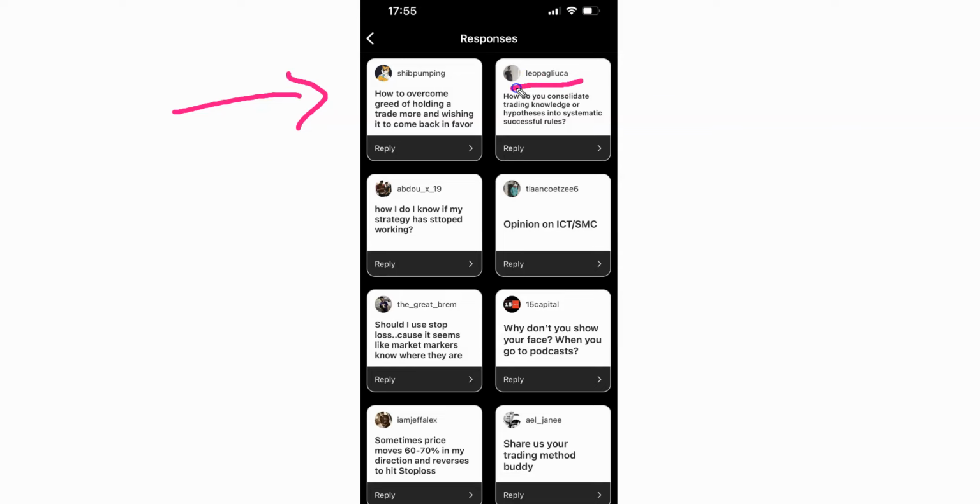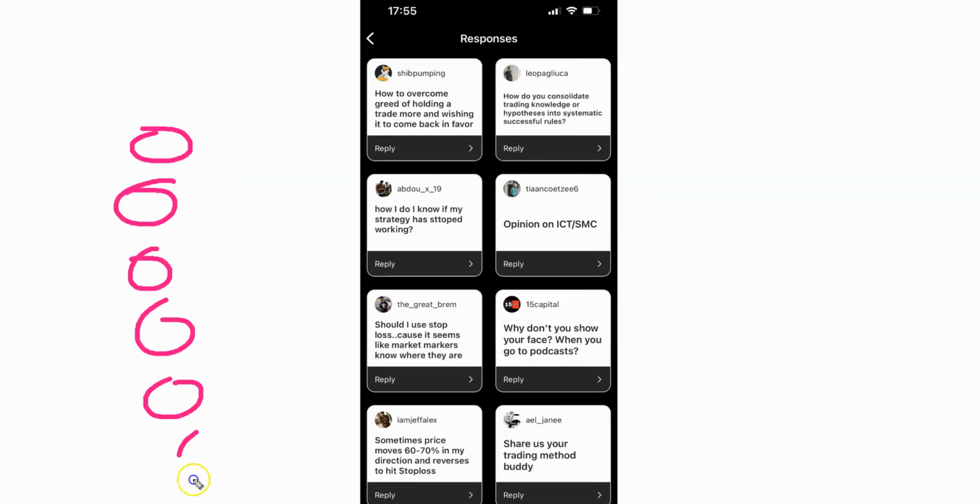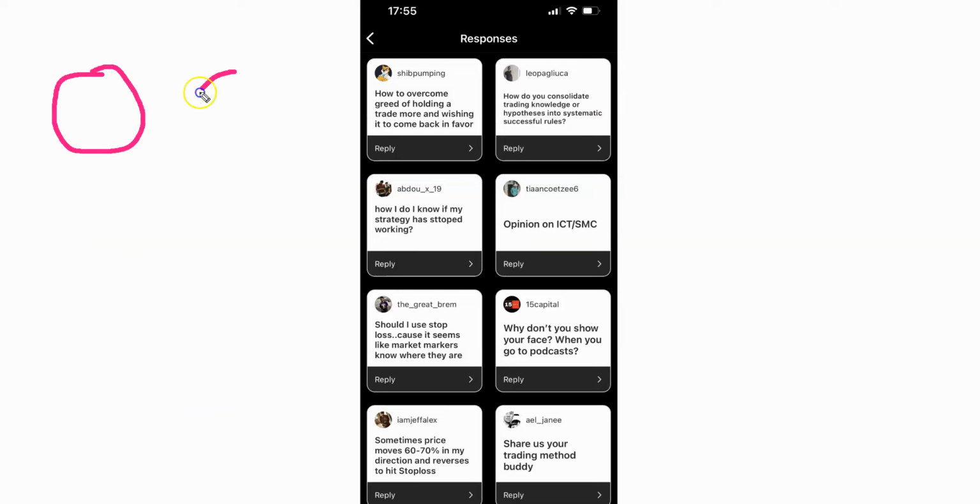How do you consolidate trading knowledge or hypothesis into systematic successful rules? Okay, first of all, you need to break this down. You need to realize that when you look at a system in general, it's going to have all of these moving parts. Or let's describe it this way. It's going to have, let's just say for this example, 3 core parts. But if one of these core parts isn't part of the entire system, it's not going to work.